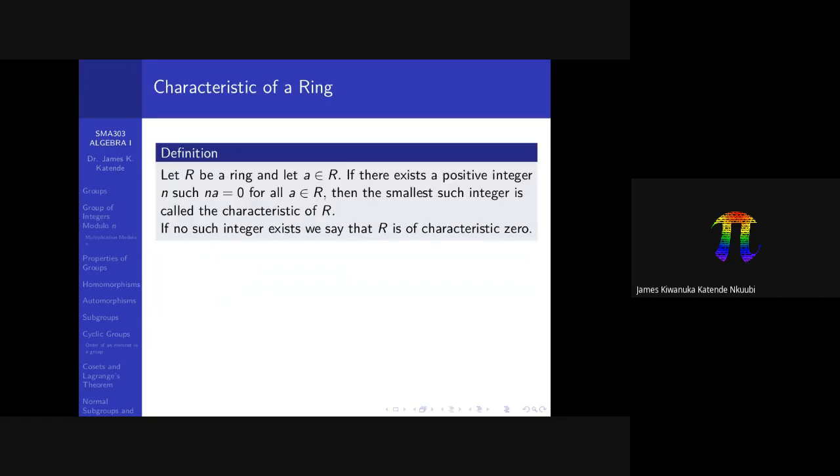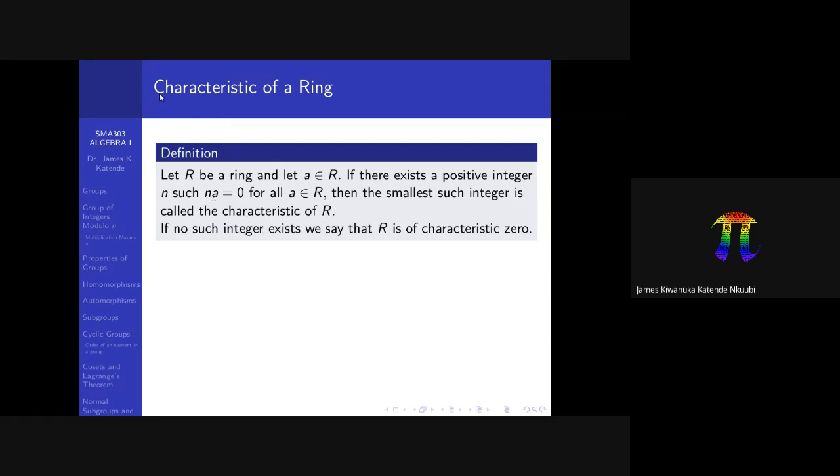So if R is a ring, if you can find some positive integer n such that nA is equal to 0. Remember, nA simply means adding A to itself n times. So if you can add A to itself n times to get 0 for any element in the ring, and this is true, then the smallest such integer will be called the characteristic of R. So this n must work for all the elements in the ring. Any element I pick in the ring, if I add it to itself n times and I get 0, then the smallest such integer will be called the characteristic of R.